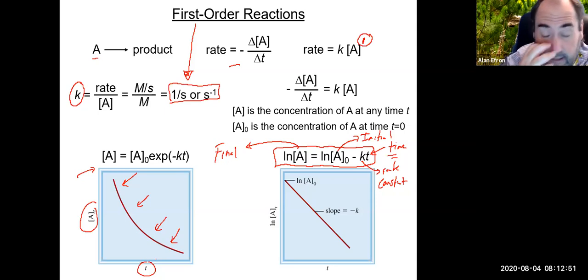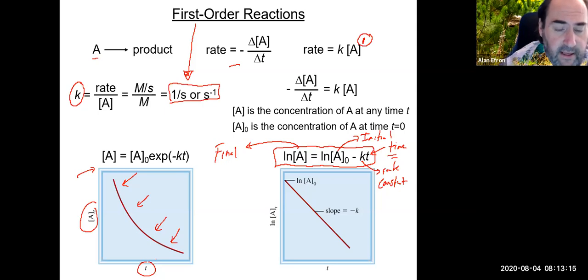And first order reactions happen a lot. You'll see them again in 200B when you talk about nuclear chemistry. All radioactive decay follows first order kinetics. So all decay of radioactive material will follow this reaction order as to how they decrease with time, like we see on the left-hand side there.